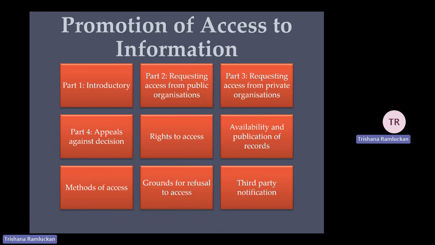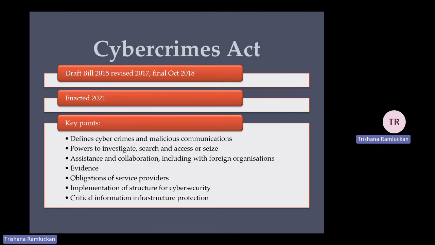So PAIA gives an introduction, requesting public information, requesting access from private organizations. Part 4 states appeals against decisions, rights to access, availability of publication of records, methods of access, grounds for refusal to access, and third-party notification.